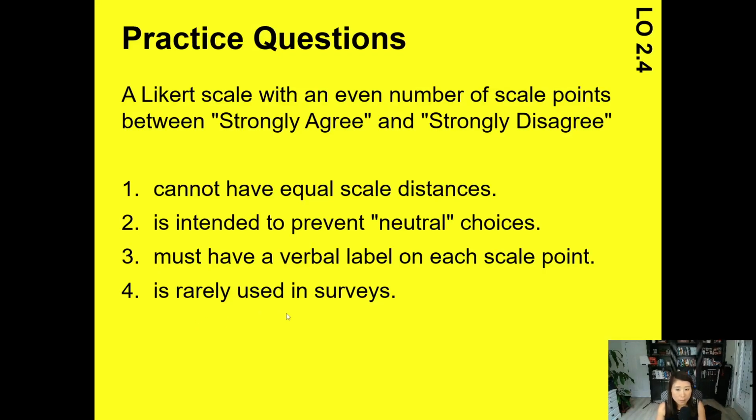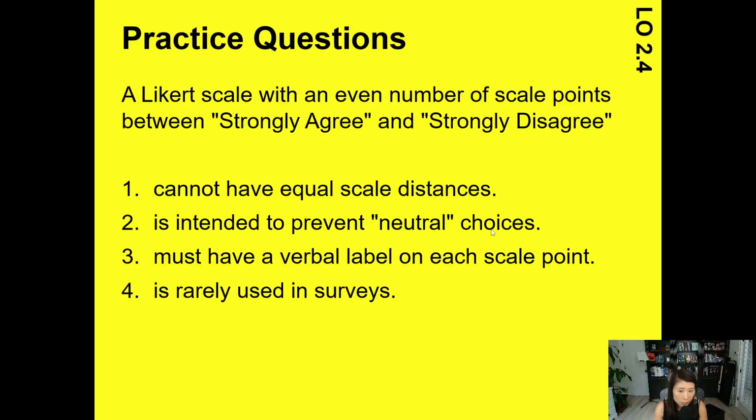Okay, now let's look at the practice question. A scale with an even number of scale points between strongly agree and strongly disagree, what does that mean? First, it cannot have equal scale distance. That's not true. Second, it's intended to prevent neutral choices. Yes, that's the choice we just walked through.